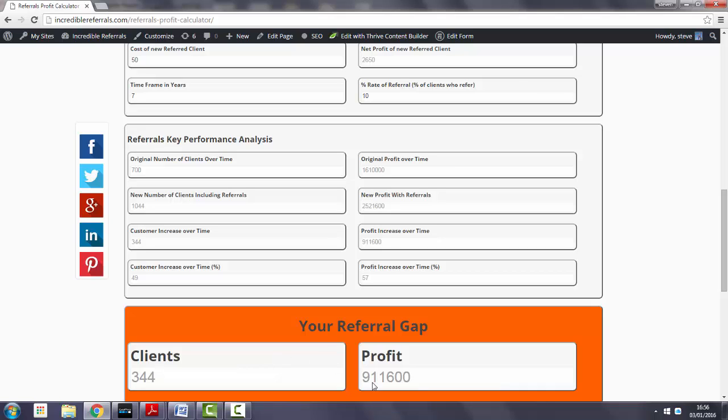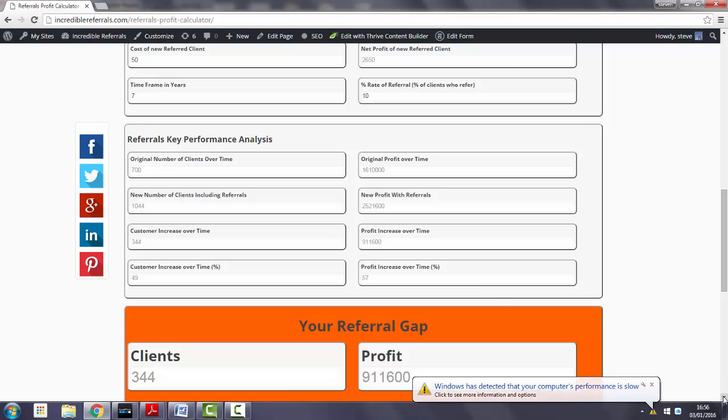But your profit margin is up quite enormously by just under £1 million there, 911,600. The increase in profit over time is 57%, which is enormous. And this isn't just taking an extra 344 clients and making 1,044 over 5 years. This is compounded each year. So in year 5, there's X amount of clients. Year 4 is X amount less. Year 3 is less, etc. So it's been compounded.